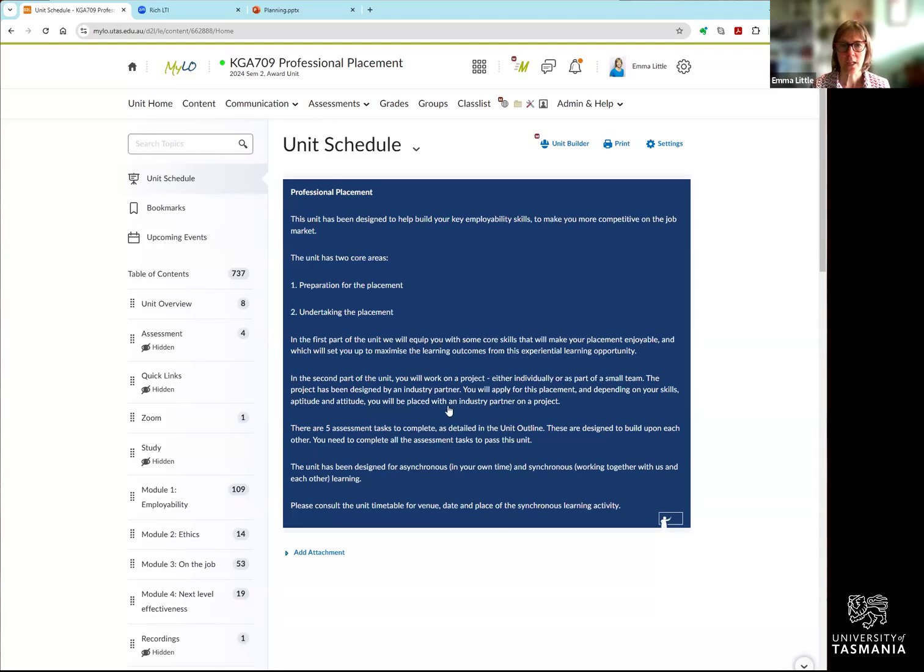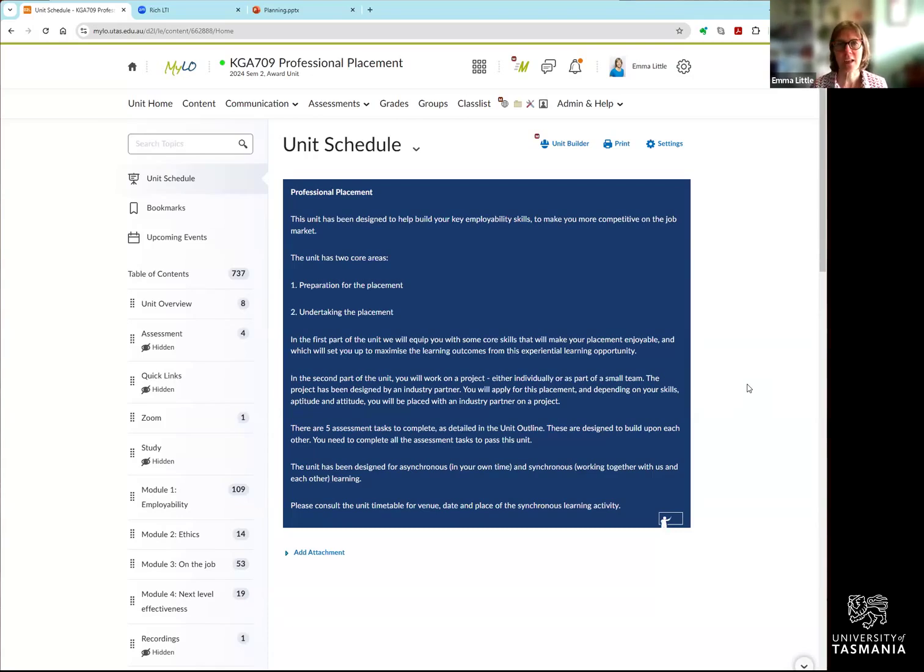The first part of the unit gives you some core skills that will make your placement enjoyable and gives you a bit more context on the environment that you're going into. In the second part of the unit, that's when your placement is actually undertaken. Many people go on an individual placement to a workplace, places like Tasmanian Planning Commission, local councils, places like NRM South for people who have a particular interest in environmental planning, all sorts of places.